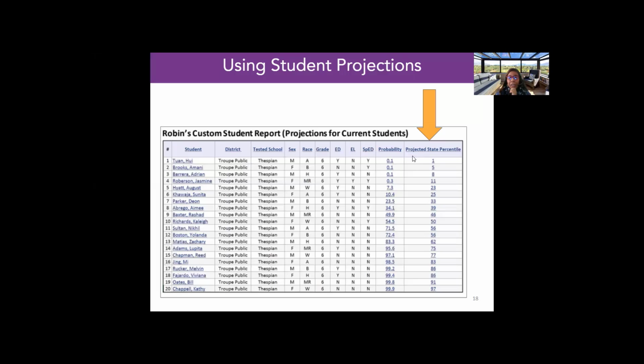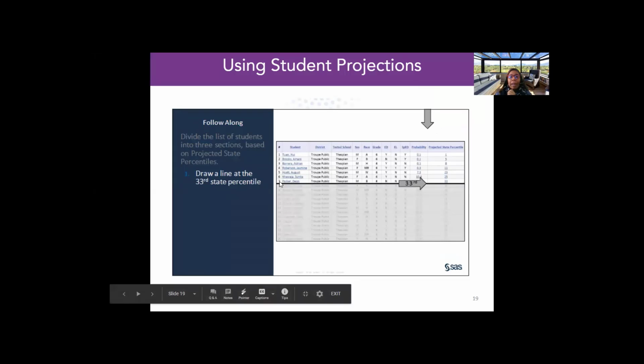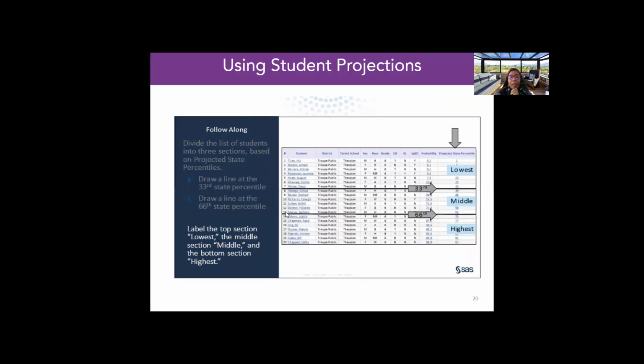So you're going to see those things in your report, or teachers will see those things in their reports. And then what we always ask teachers to do is to come into their projected state percentile column and sort it from lowest to highest, right? So the person that has the lowest percentiles is at the top, highest at the bottom. Once we have teachers do that, we ask them to draw a line at the 33rd percentile. And then we ask them to draw another line at the 66th percentile.